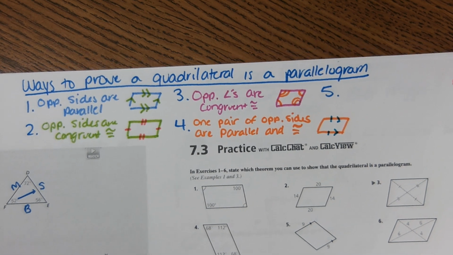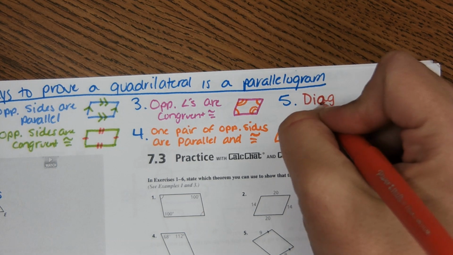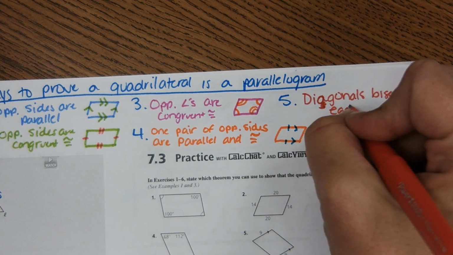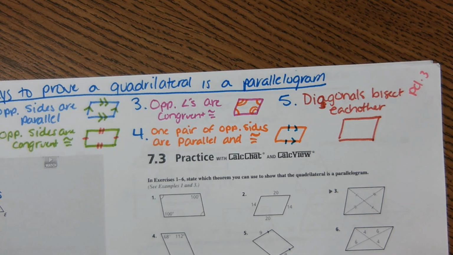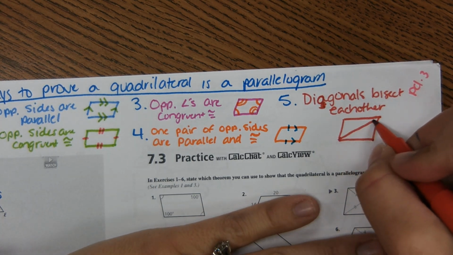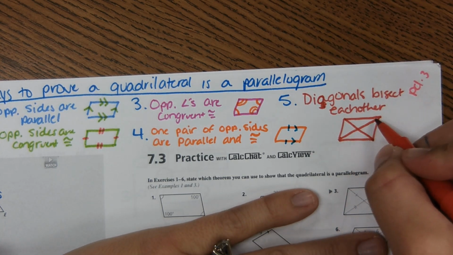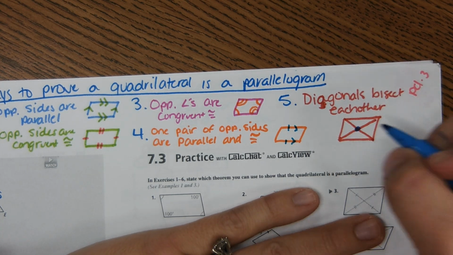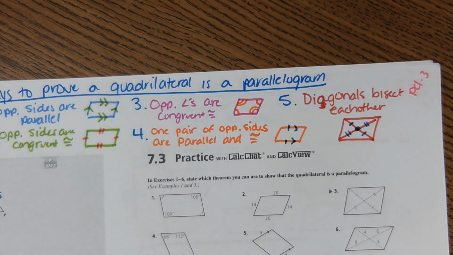Okay, and number 5, the last one, the diagonals bisect each other. I just spelled that. Diagonals bisect each other. And I'll show you what that means too. Here's our parallelogram. These are the diagonals. You can see that these diagonals, they aren't the same length. Like this one's definitely longer than this one. But what it means by like they bisect each other is they hit at each other's midpoint. So like this is the same length as this over here, and then this is the same length as this. And if the diagonals bisect each other, it's a parallelogram.